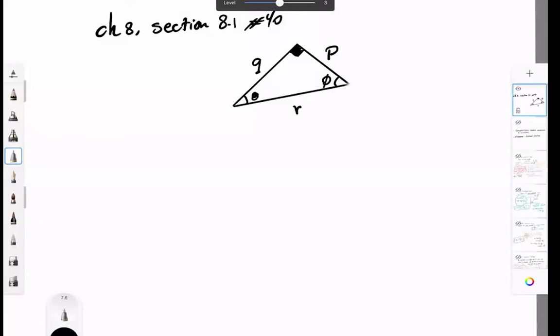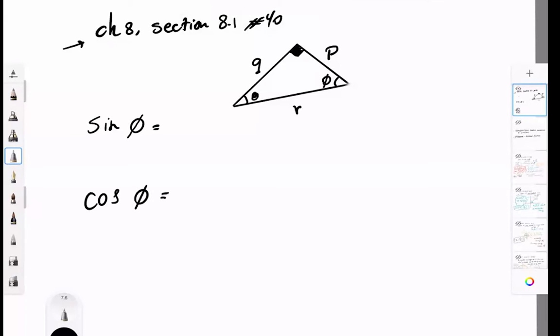All right, in this homework, they are asking us to find the exact value, find the expression for sine of phi, cosine of phi, and tangent of phi.